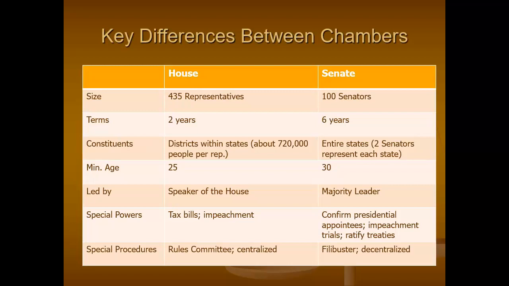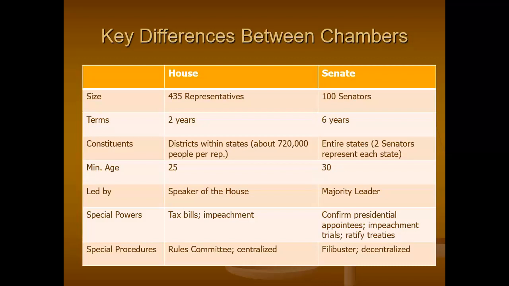The first difference between the two chambers of Congress is size. The House of Representatives is much larger than the Senate, with 435 representatives compared to 100 senators. Now this has an impact on how each chamber is structured. Because of its larger size, leadership and organization is much more important in the House. If all 435 members of the House had an equal say on every matter that came before the chamber, nothing would ever get done. It'd be too much time spent on debate.